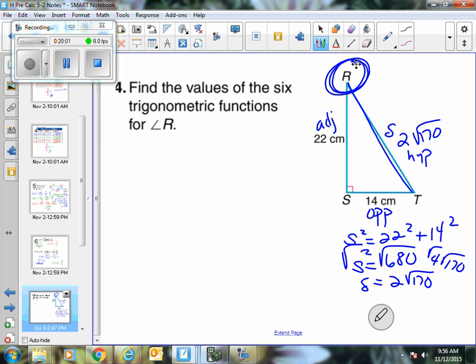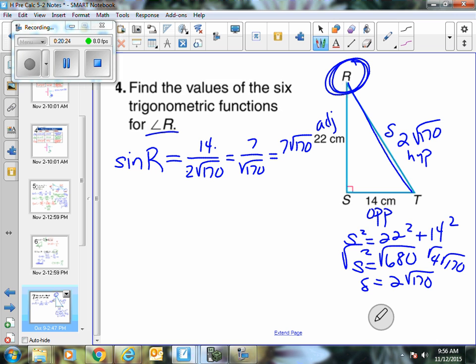So we have all 3 sides. We should be ready to go to find these ratios for angle R. So I'll start with sine of angle R. That's opposite over hypotenuse. So opposite is 14. Hypotenuse, not a great number. Okay, I'm going to reduce first, so divide a 2 out of the whole numbers. So that would be 7 over square root of 170, and then rationalize. So 7 square root of 170 over 170.